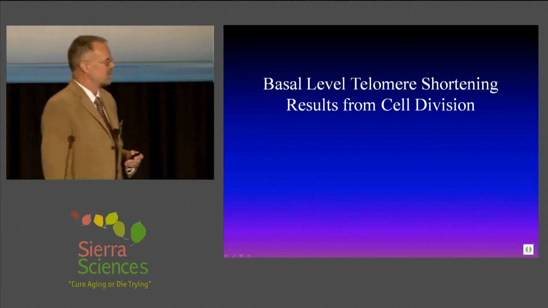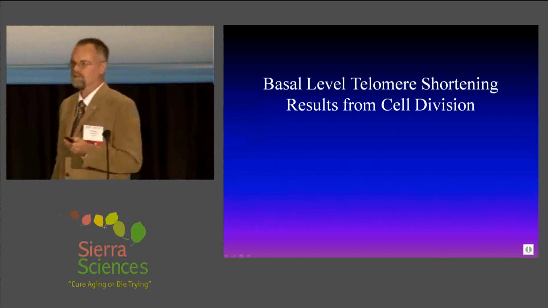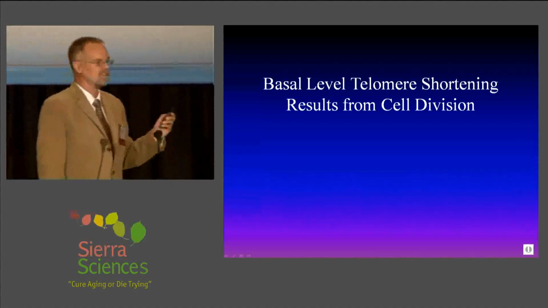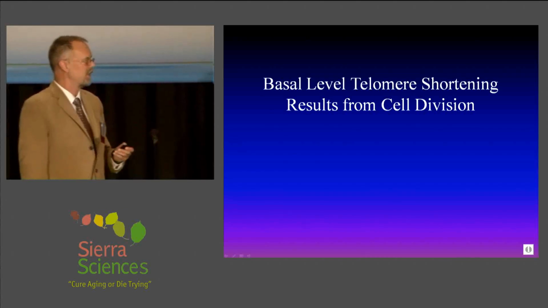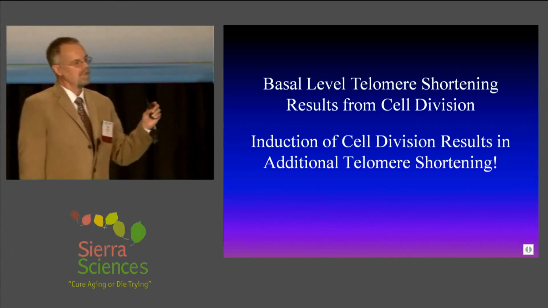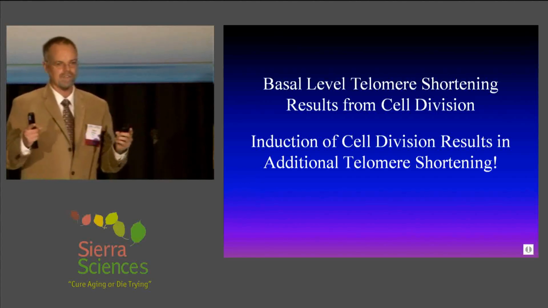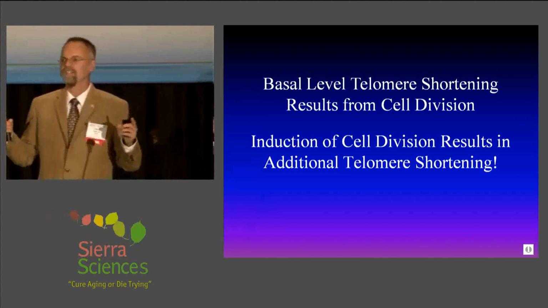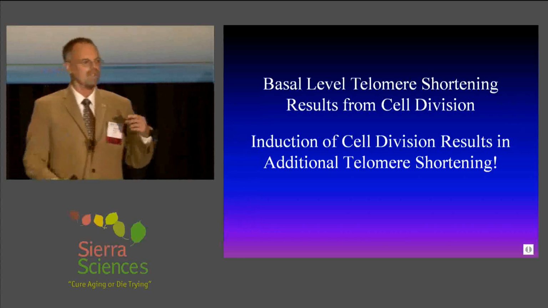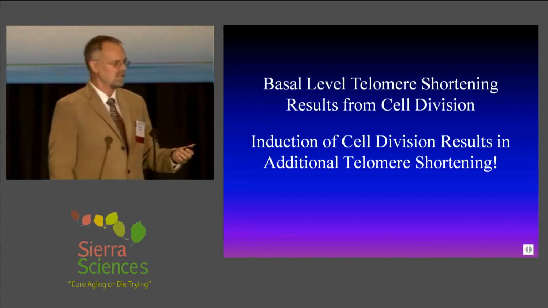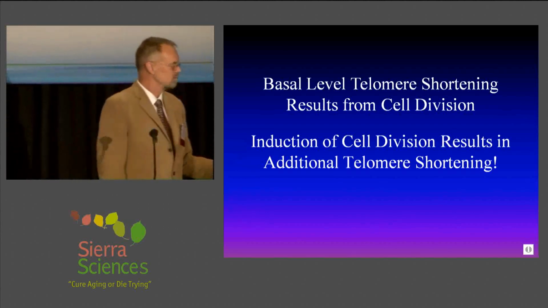Now, basal level telomere shortening results from cell division. There is one way to accelerate this telomere shortening, but not per cell division. We can accelerate it by inducing cell division. So if we induce rapid cell division, the more the cells divide, the shorter the telomeres are going to get. So the cells aren't shortening faster per cell division, but they are shortening faster per time. So anytime you give a patient something that's going to induce cell division, you're risking giving faster telomere shortening to that patient.